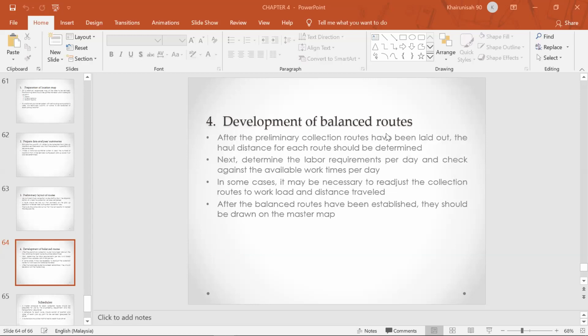And the next one, development of balanced routes. After the primary collection routes have been laid out, the whole distance for each route should be determined. Next, determine the labor requirements per day and check against the available work times per day. In some cases, it may be necessary to readjust the collection routes for workload and distance traveled, because the route might be changed because of traffic, or because of accidents that happen during the collection. After the balanced routes have been established, they should be drawn on the master map, the big one.